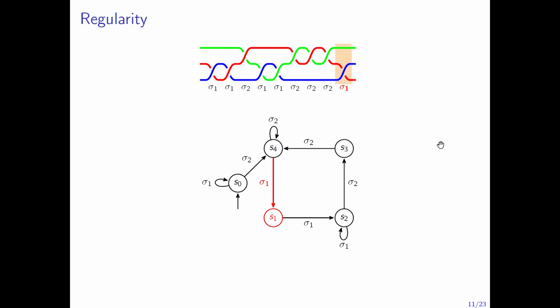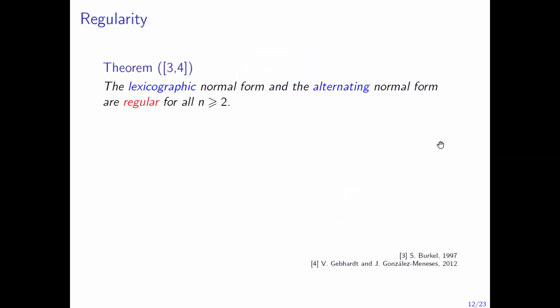So what is the language? What is the set of all words recognized by this automaton? Well, it's all the words in alternating normal form with 3 strands, and also all the words in lexicographic normal form with 3 strands. So they coincide for 3 strands. This is not true in general, but there's not much happening in 3 strands, so they do coincide. And this is actually a general result: the lexicographic and the alternating normal form are both regular for every n, which is nice, which is why we keep studying them, because otherwise we probably wouldn't.